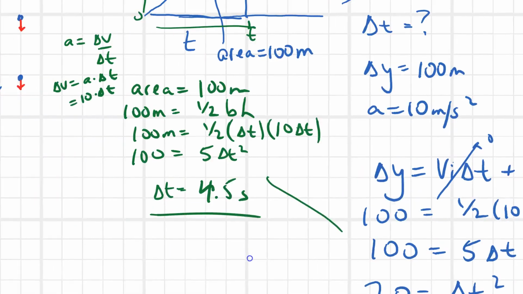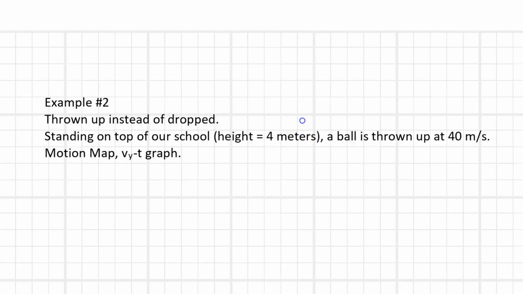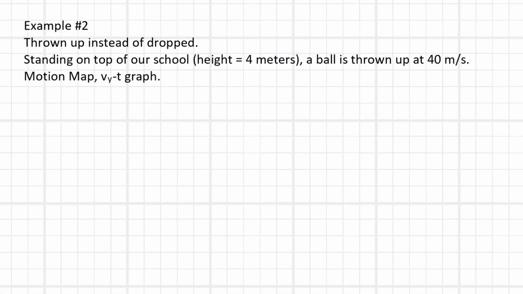Okay, hope that went well with you. If we turn the page, the second and final example would be if we're standing on top of our school. And I think I'm going to change the height of our school. We're going to pretend it's a very tall school. I'm going to make it 45 meters. That number is actually more friendly than 4, as you may find out in a few minutes.